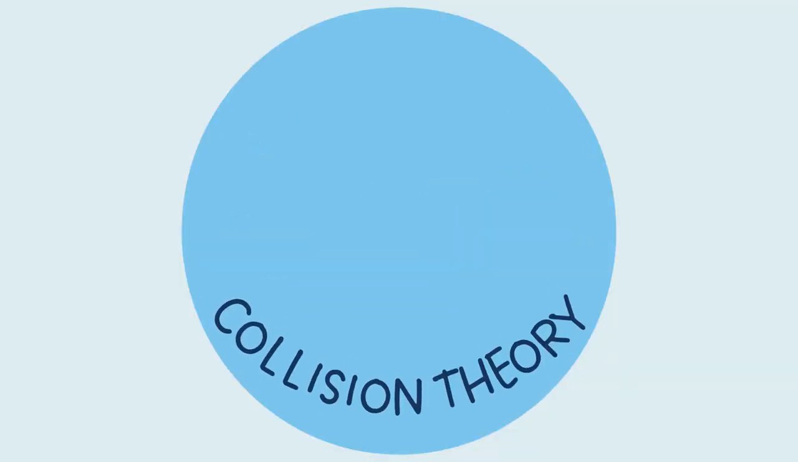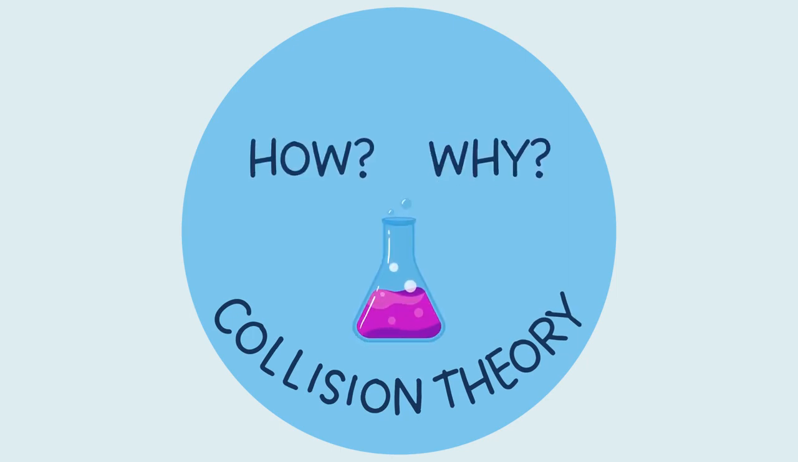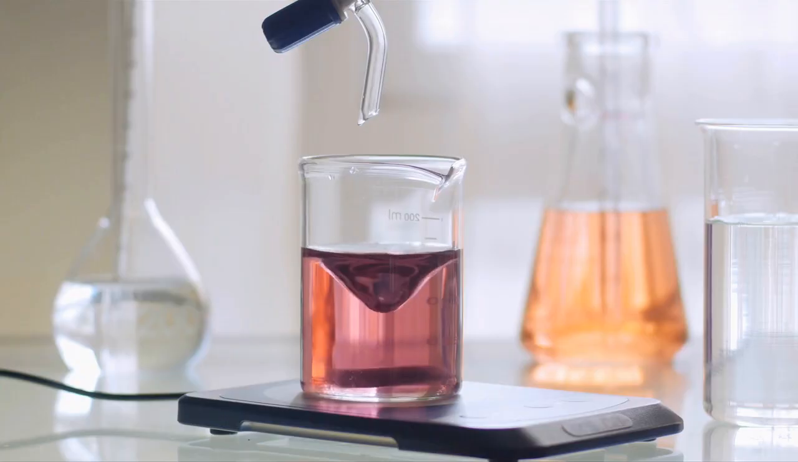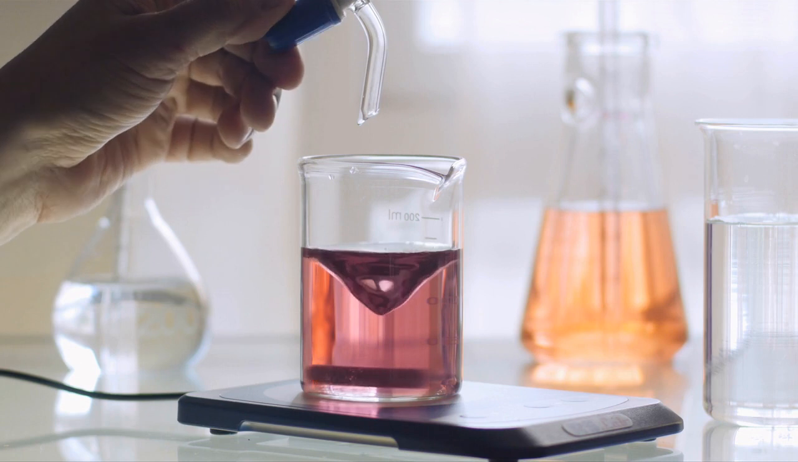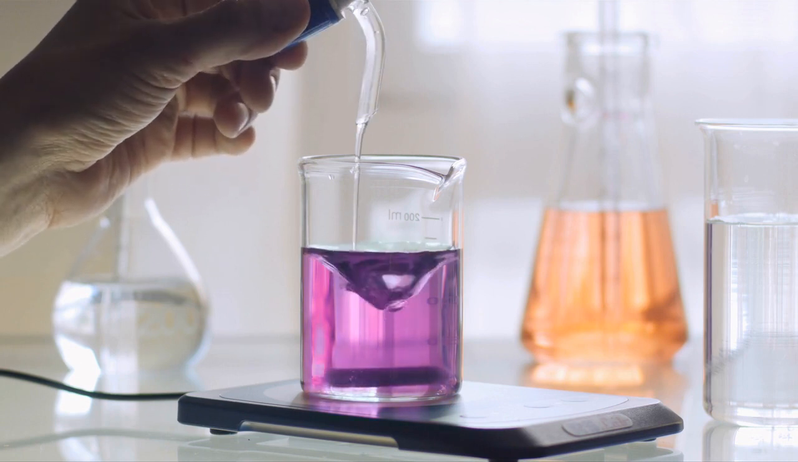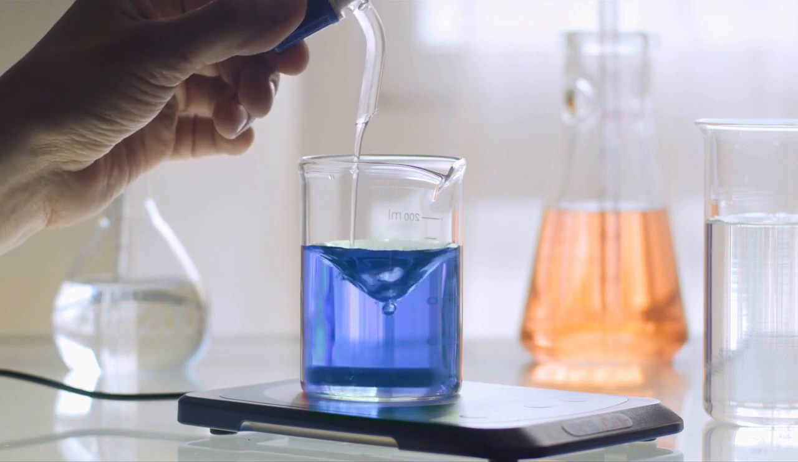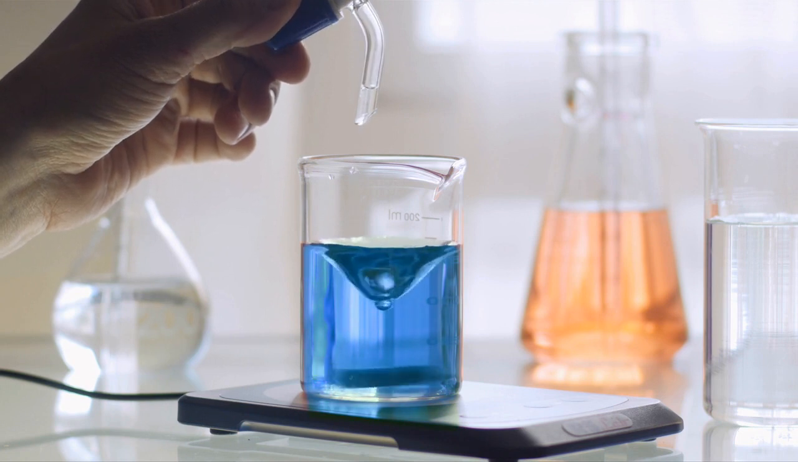Collision theory is a fundamental concept in chemistry that explains how and why chemical reactions occur. It is a theory for understanding the factors that influence the rate of a chemical reaction. In this video, we will explore collision theory and the various factors that affect the rate of chemical reactions.